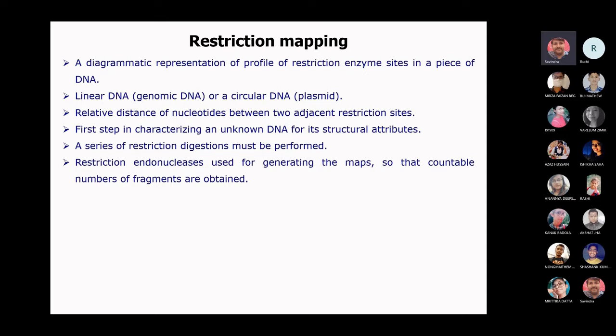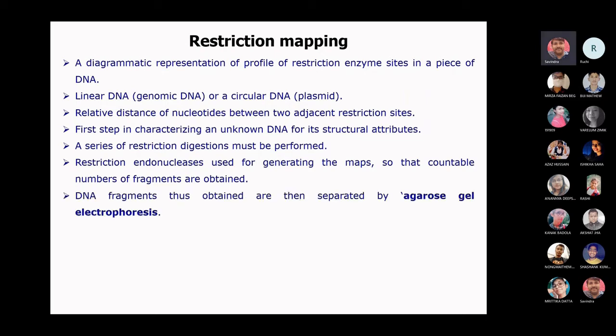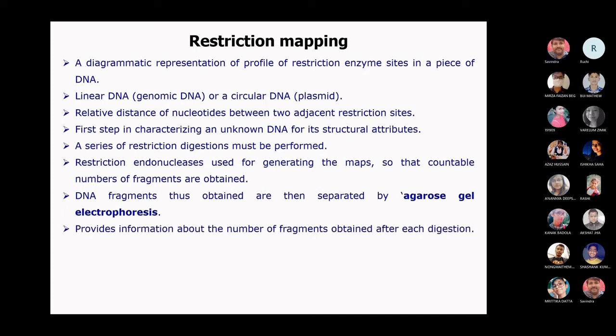And to find out that site, we use restriction endonuclease enzyme. Once the restriction endonuclease cuts, whatever fragments we get, we will run those fragments in an agarose gel electrophoresis. Based on the information we get in the form of different bands, we can actually map the restriction sites on a DNA. It also provides information about the number of fragments obtained after each digestion.